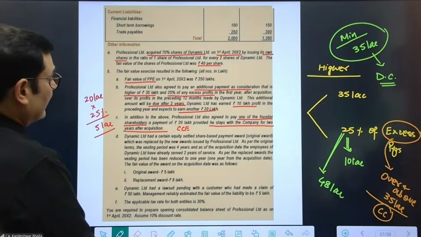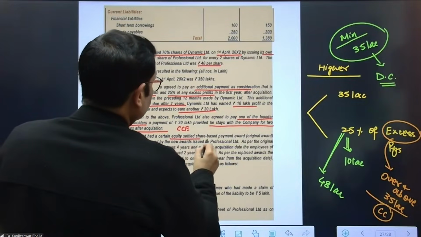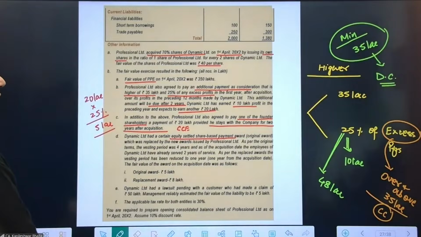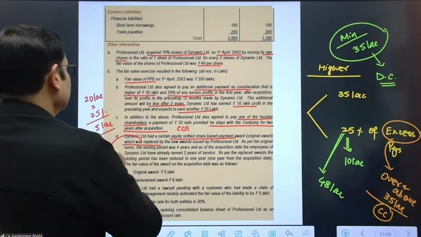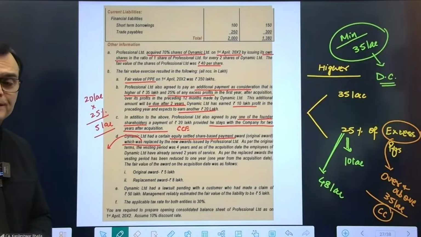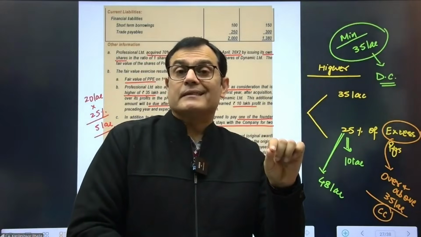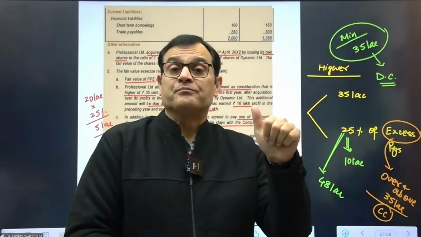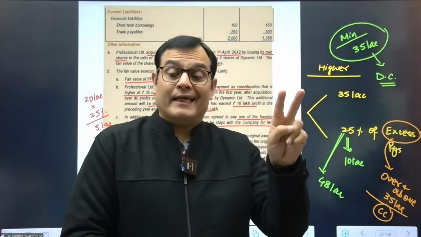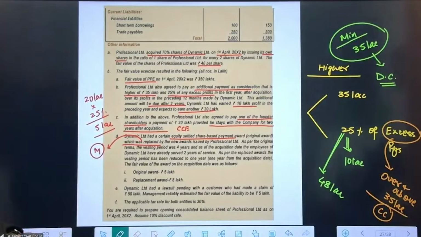Super. And then it adds on further that Dynamic had certain equity settled share-based payments. That's called the original award, which was replaced. When it says which was replaced, is there any specific input coming to your mind? It says it was replaced. Does this mean that this is a case of a mandatory replacement? Because SBP has got 3 factors: mandatory, optional, and no replacement. So can I say this is going to be a mandatory replacement in this particular case? And we know what is to be done.